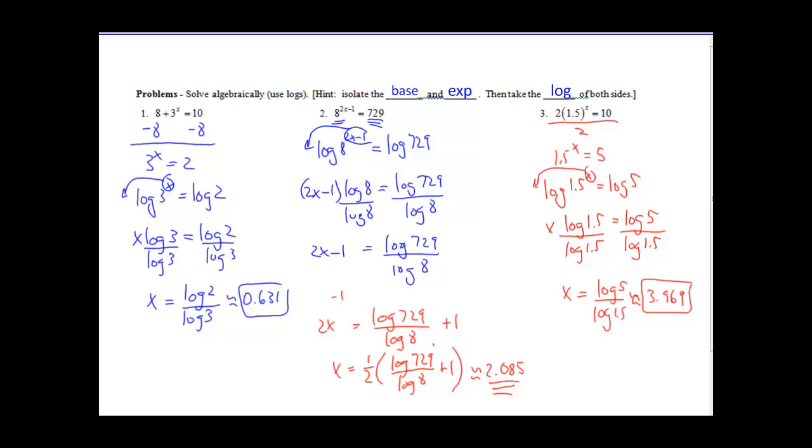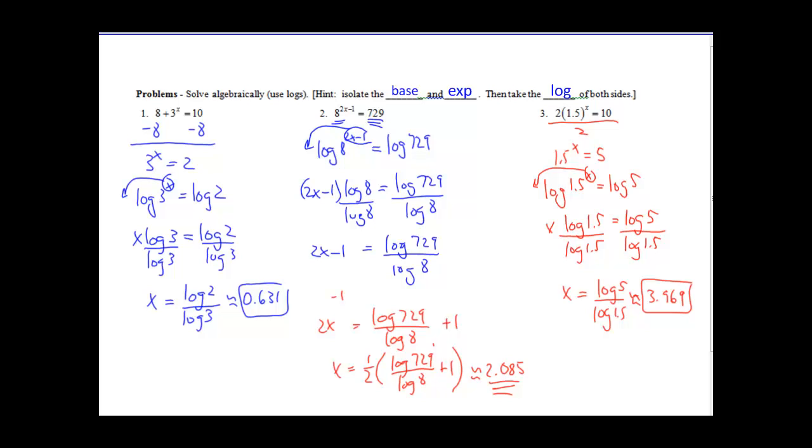Welcome back. By using those properties of logs, bringing down the x, dividing by log of base 3, you should get about 0.631. And on 3, make sure we divided by 2 first, then logged both of them to base 10. You should get about 3.969.